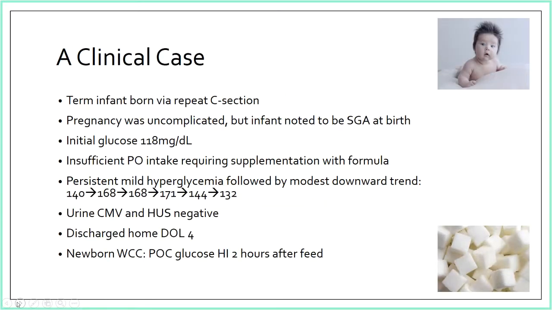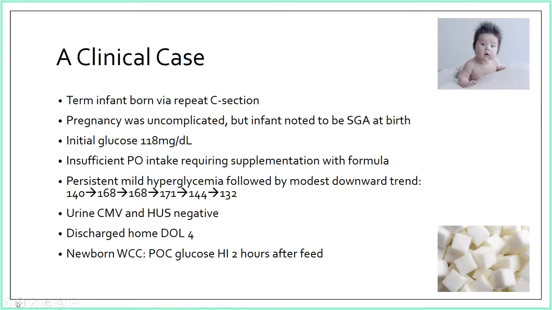So let's start with a clinical case. We have a term infant who was born via repeat C-section. The pregnancy was uncomplicated, but the infant was noted to be small for gestational age at birth. The birth weight was 2.37 kilograms, which is about 5 pounds, 3.6 ounces. There was routine newborn care, and the baby was sent to the newborn nursery, but the initial glucose after feeding was 118 milligrams per deciliter.